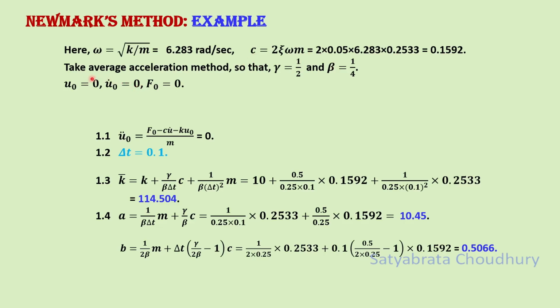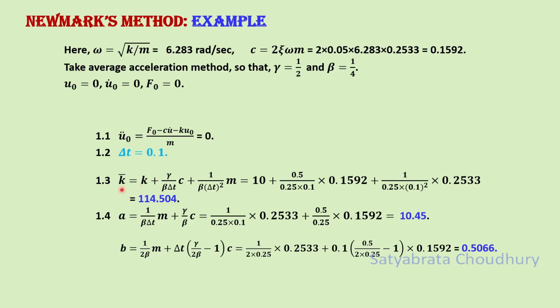And it is up to you to choose average acceleration or linear acceleration. We have taken here the average acceleration method. So gamma is half and beta equals 1 by 4. So for the initial value we calculate the initial acceleration from the equilibrium equation, because initially force is 0, velocity is 0 and displacement is 0, so initial acceleration is 0. Delta t, as I have said, we have taken 0.1 second. This is equal to the record interval here.